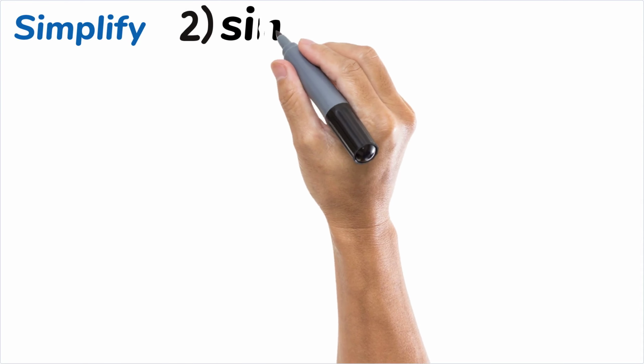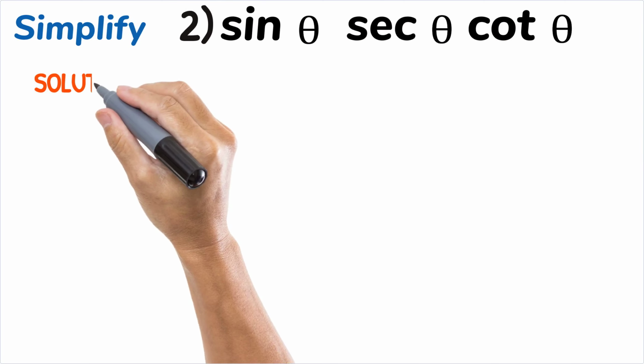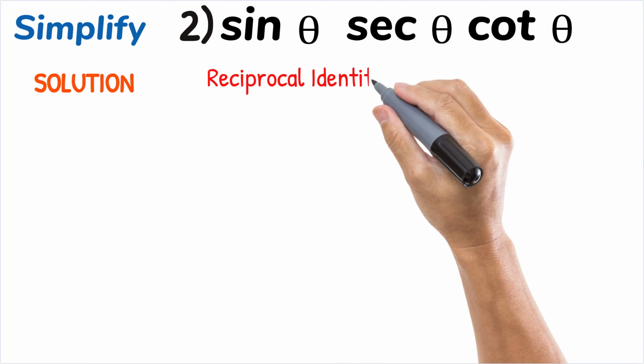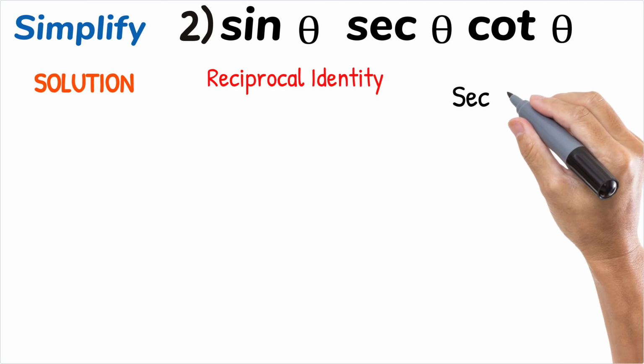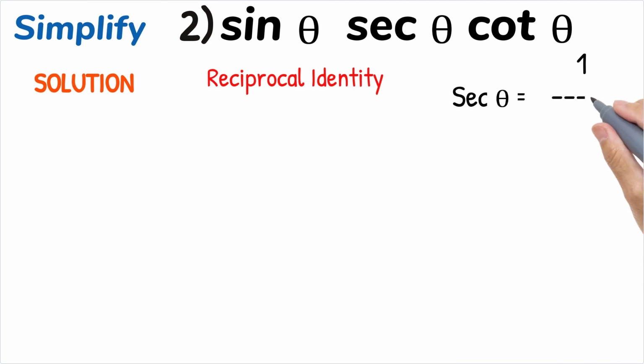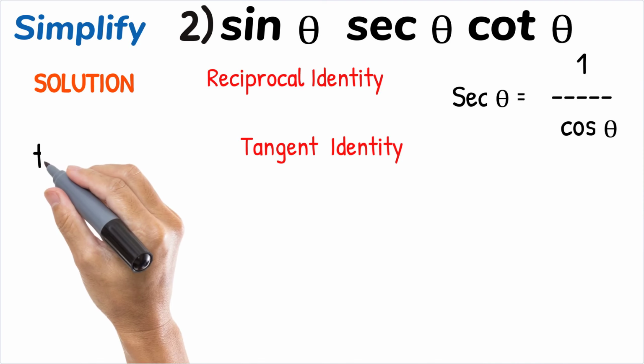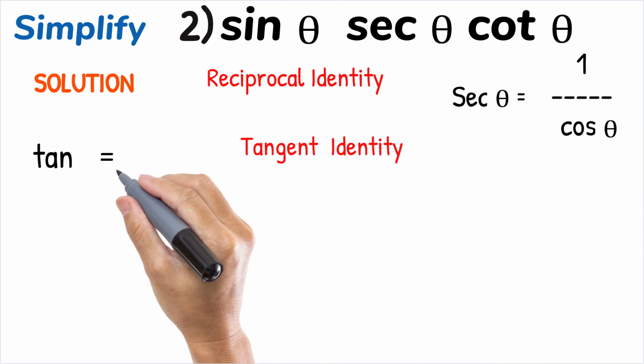Simplify the expression sin theta times secant theta times cot theta. Solution. Use the reciprocal identity. Secant theta is the reciprocal of cos theta. Use the tangent identity. Tan theta is sin over cos theta.